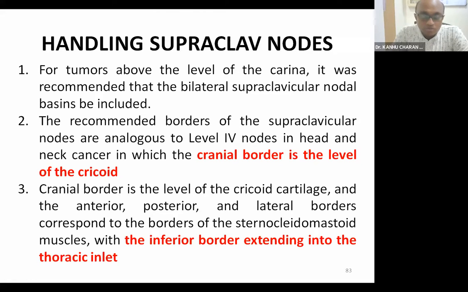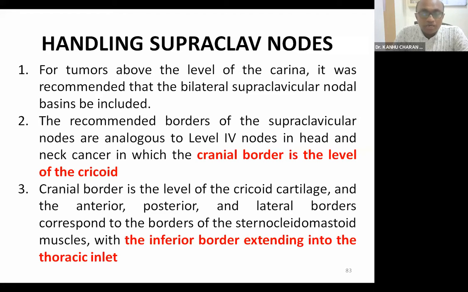nodes should be included. The recommended borders for the supraclavicular nodes are the level 4 nodes in head and neck cancer, with the cranial border at the level of the cricoid. There are three things you have to remember here. First, if your growth is above the carina, then include the supraclavicular nodes. Second, even if you give supraclavicular coverage, your cranial border should be the level of the cricoid.